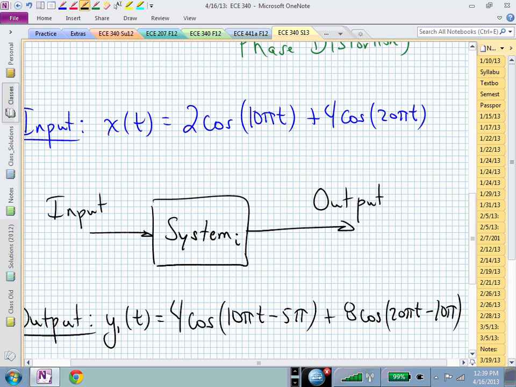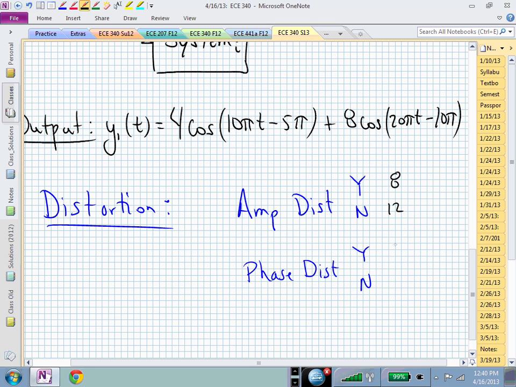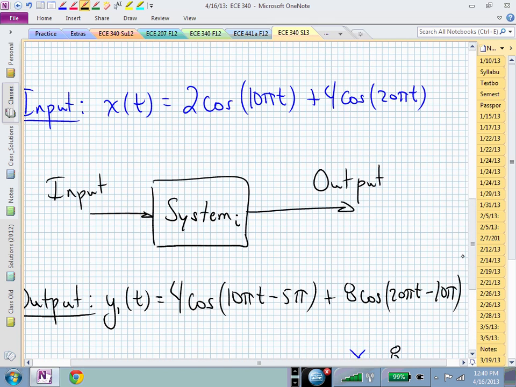We've determined amplitude distortion, yes or no. Phase distortion, yes or no. How many people think there is phase distortion in this system? Okay, 1, 2, 3, up to 22. How many do not believe there is phase distortion? 1, 2.